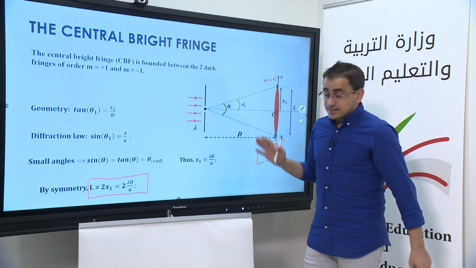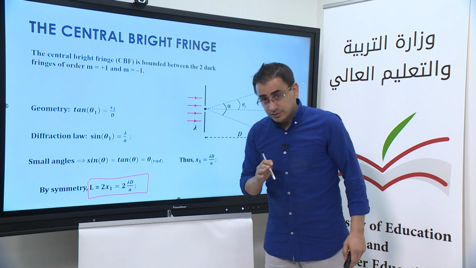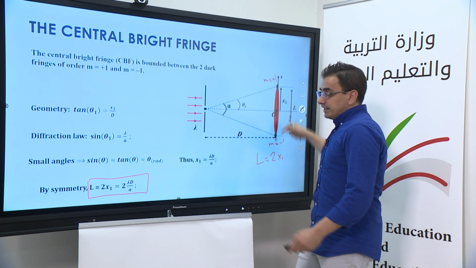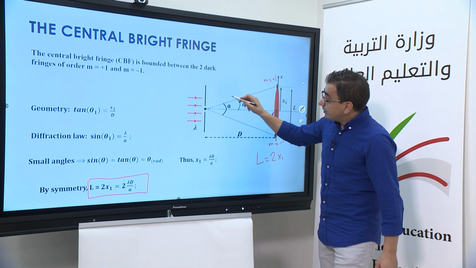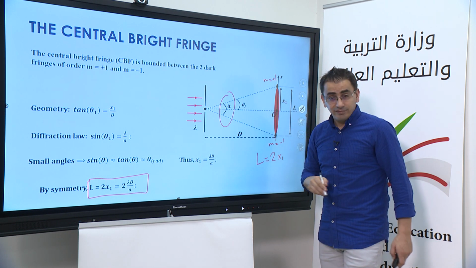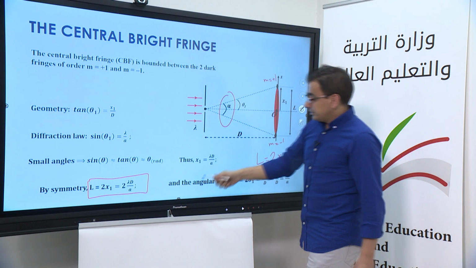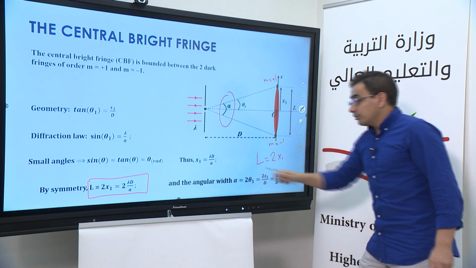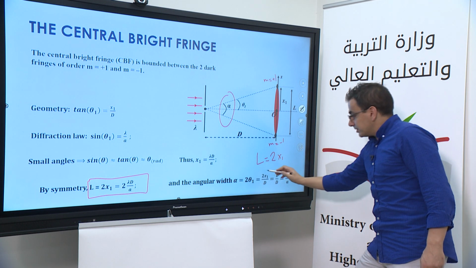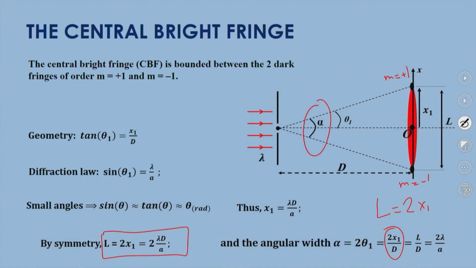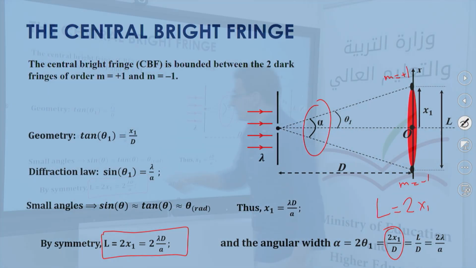So the central bright fringe is important. We need to know how to find its linear width. We need to know how to find its angular width, which we haven't found yet. But I think it's easy if we just combine θ1 to anything else. We know that alpha is 2θ1, right? So here I write it. And the angular width alpha, which equals 2θ1, equals either 2 times x1 over d or 2 times lambda over a.